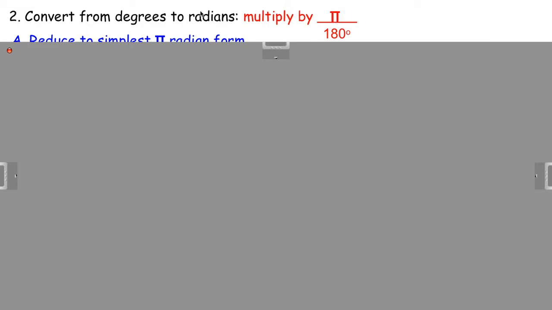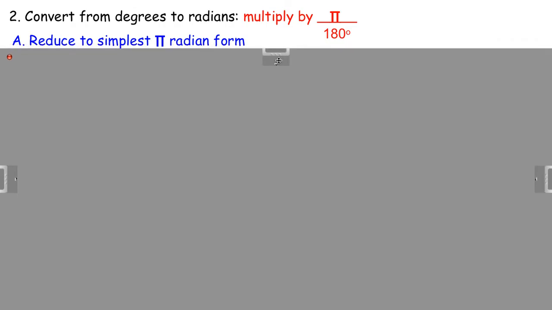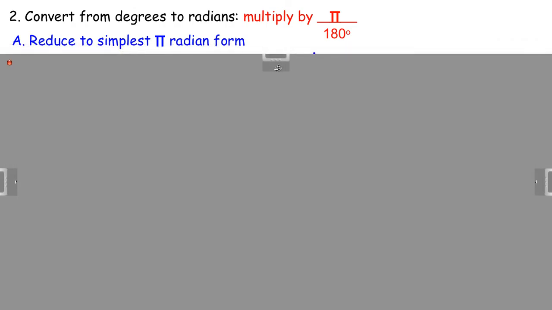And when I convert from degrees to radians, there are one of two possible scenarios that you're going to be asked to do. So the first one is reduce to simplest pi radian form. Now sometimes the pi doesn't even have to be there. Sometimes it can just say reduce to simplest radian form. When you see that, this is what it means.